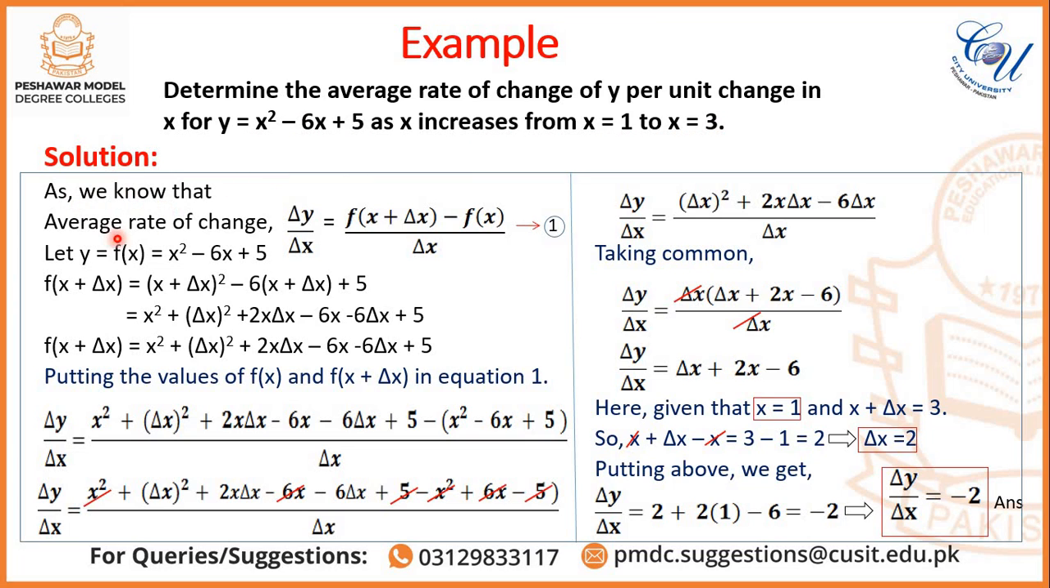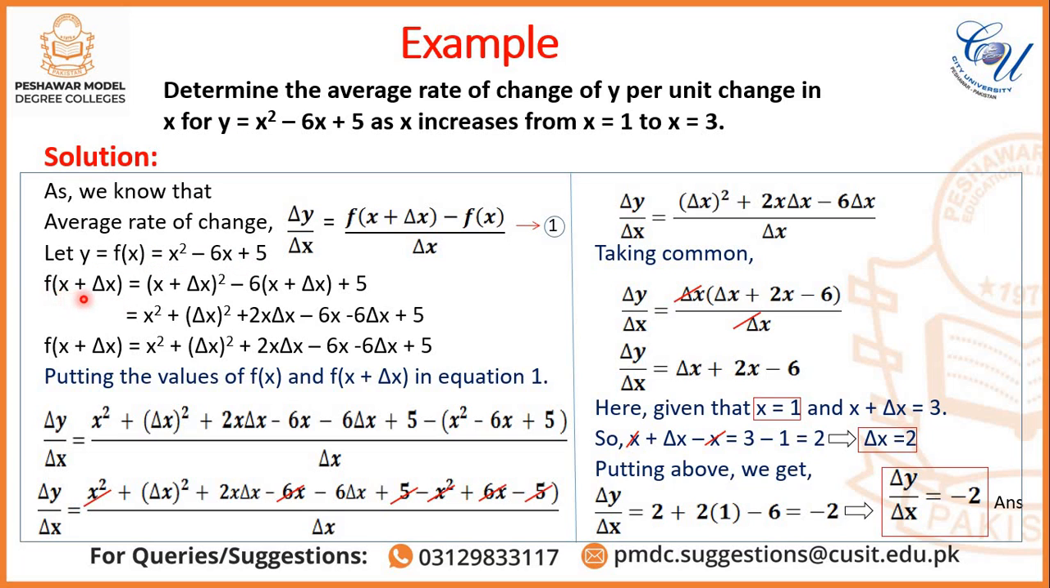As we know that average rate of change delta y by delta x is given by f of x plus delta x minus f of x whole divided by delta x, we call it equation number 1. Now in this formula, we need the values of f of x as well as the values of f of x plus delta x. Now we know f of x, that is this function, but we don't know f of x plus delta x, so we are going to find it. We call this function y as f of x is equal to x square minus 6x plus 5. Now this is f of x.